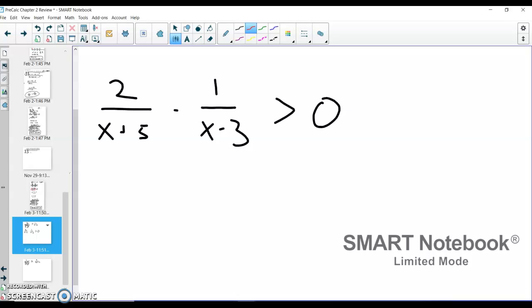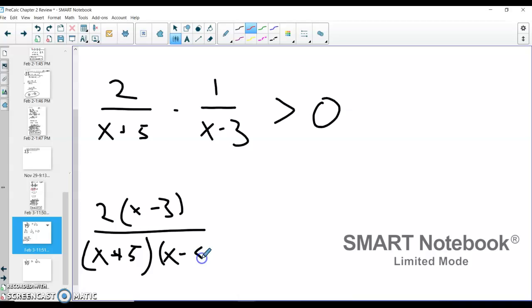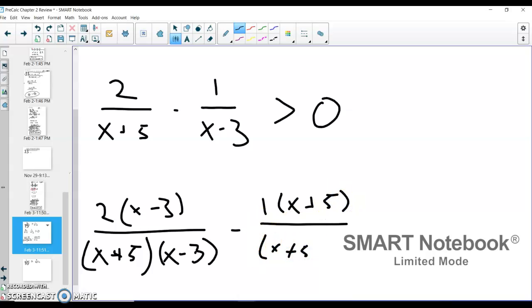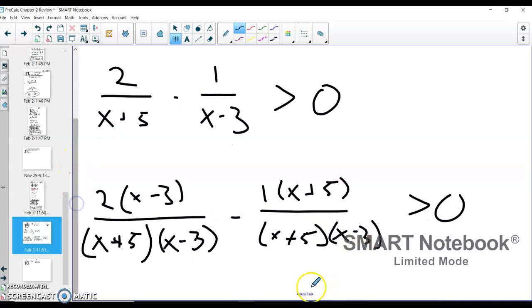Well, this first one, I'm going to have 2 times x minus 3 over x plus 5, x minus 3, so getting a common denominator there, minus the other one, which is going to be 1 times x plus 5 over x plus 5, x minus 3. So getting a common denominator here as well. It's greater than 0. The right term here I just multiplied by x plus 5 over x plus 5. The left term I multiplied by x minus 3 over x minus 3 to get the common denominator.